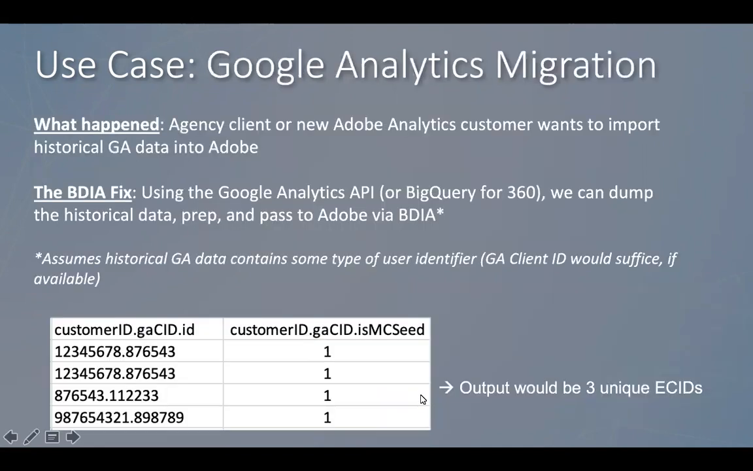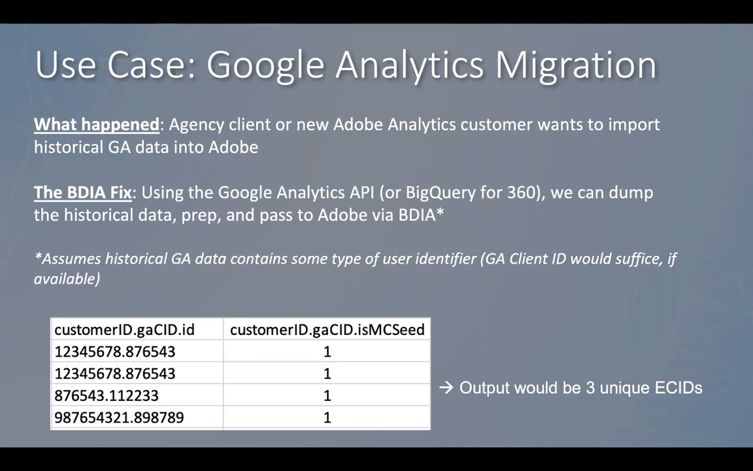Another good one could be a Google Analytics migration. Maybe an agency client or a new Adobe Analytics customer wants to import historical GA data into Adobe. You could use the Google Analytics API or BigQuery if they're a premium customer. You could dump the historical data, prep, and pass it to Adobe that way. The only problem there is that it assumes your historical GA data contains some type of user identifier, like the Google Analytics client ID, if it was available.